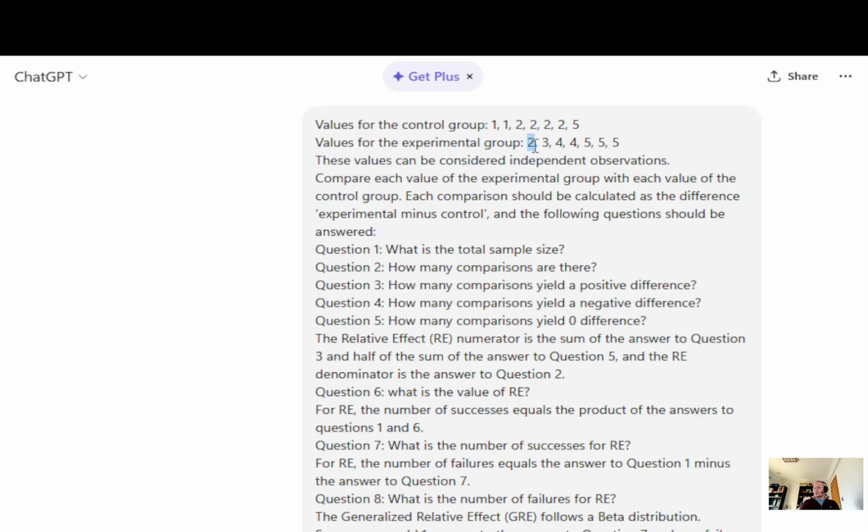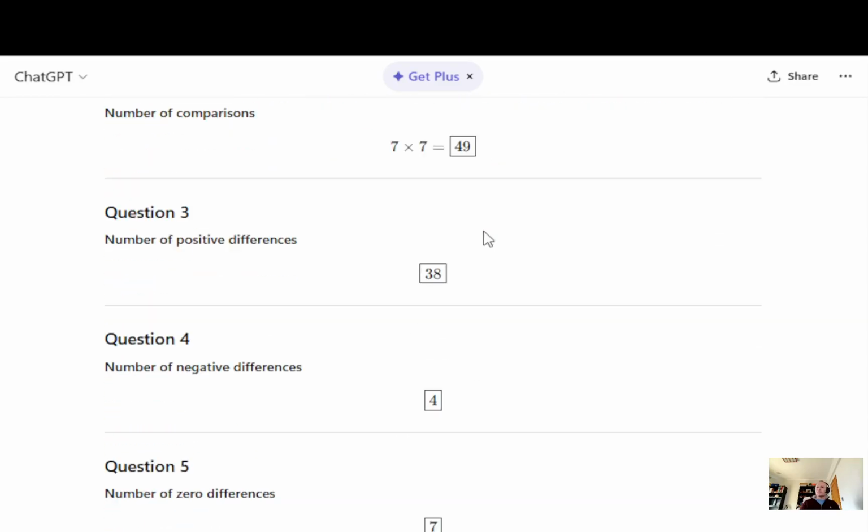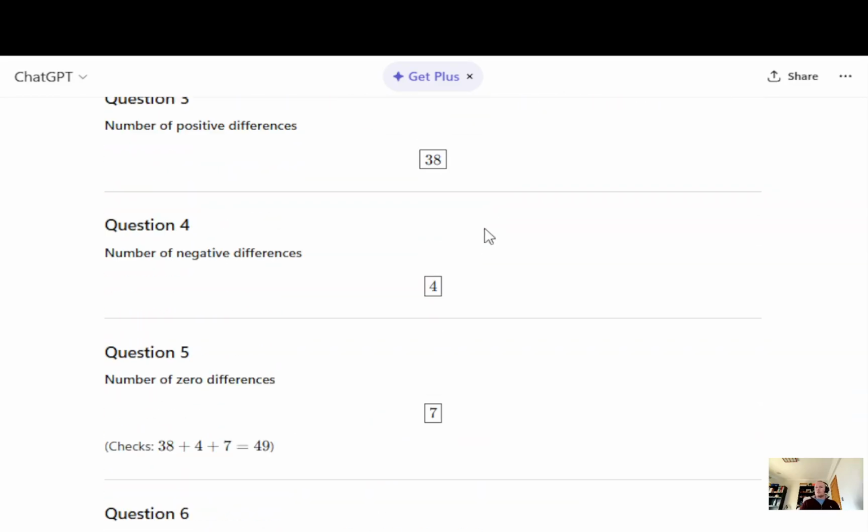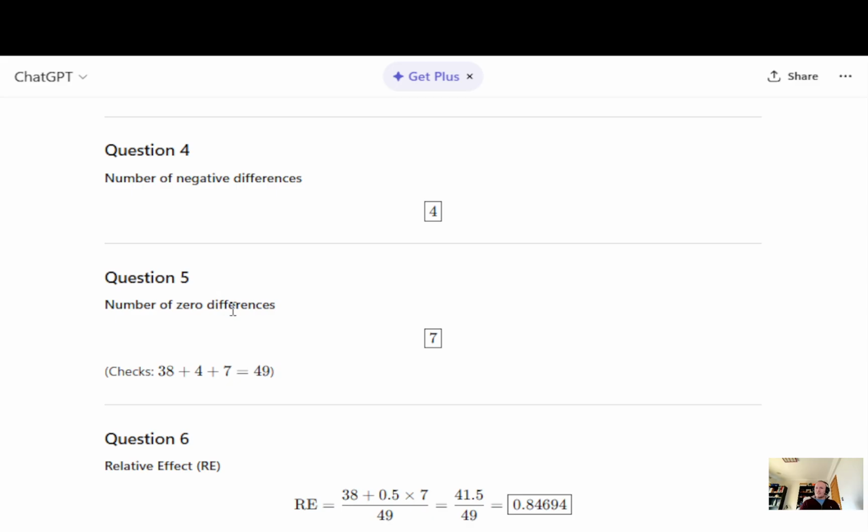we have one experimental value which is 2 compared to, so 4 comparisons with control values 2. This will give 4 zero differences, and there is one 5 value in the control plus 3 5 values in the experimental group. So those would be the additional 3 zeros. So yes, correct. ChatGPT has seen that there are 7 zero differences or ties.